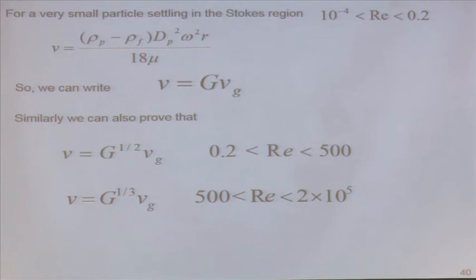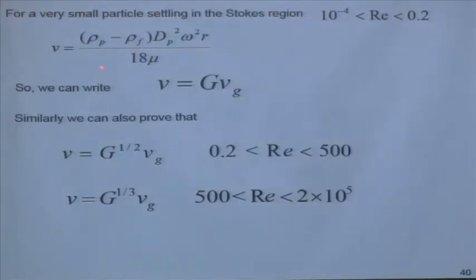So, first thing is that I have to know what type of system it is, and I have to bring that and then multiply it with that. The interesting thing here, so I can write V is equal to G Vg, but only when my particle Reynolds number is within the Stokes region.